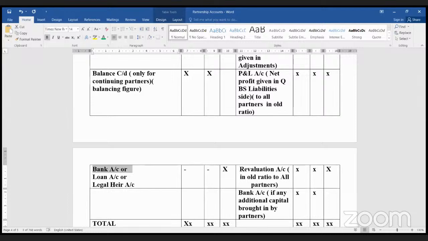If the firm pays immediately, bank account. For example, if nothing is specified in the question, then we should write loan account, because the firm is not paying now and his account is transferred to loan. Understood? In case of death, if a partner died, then we write legal heir instead of loan.